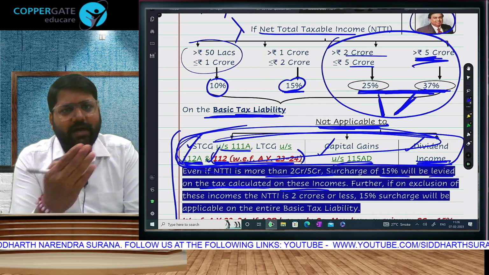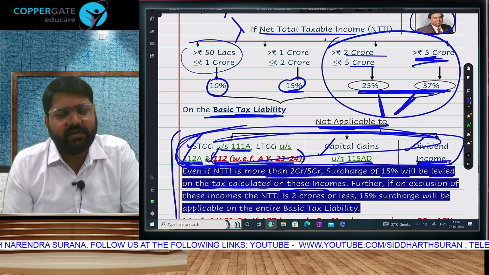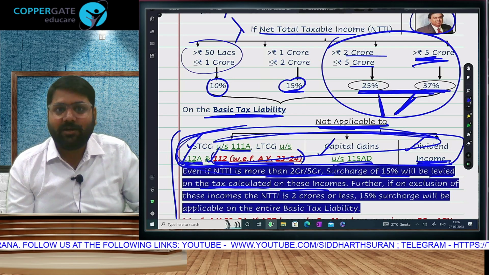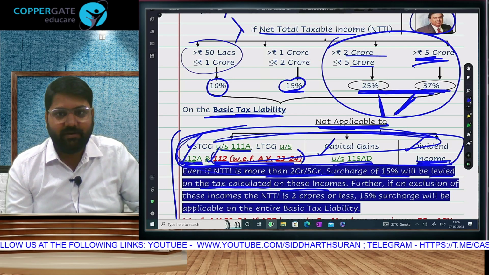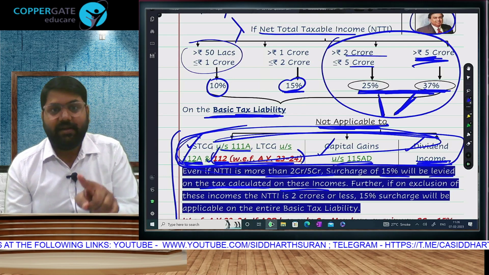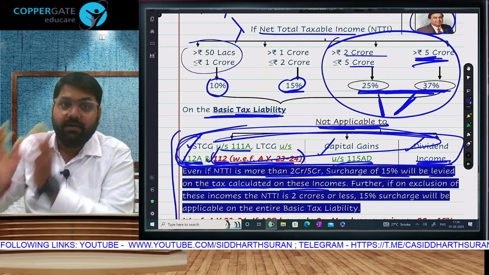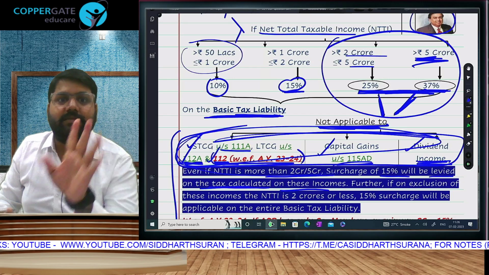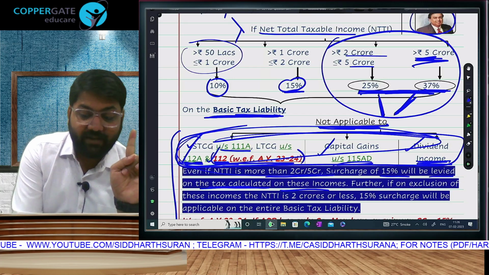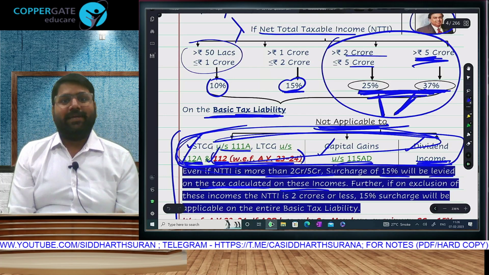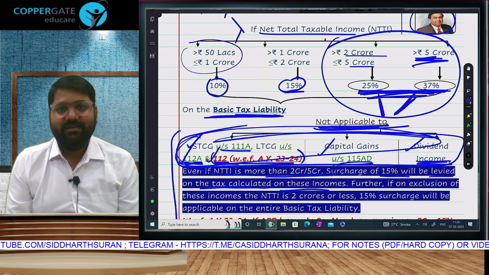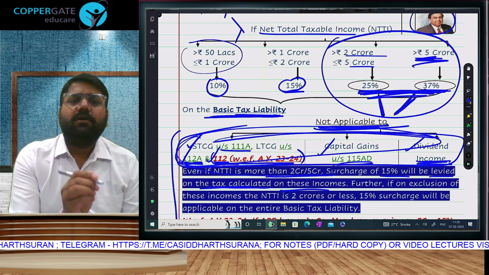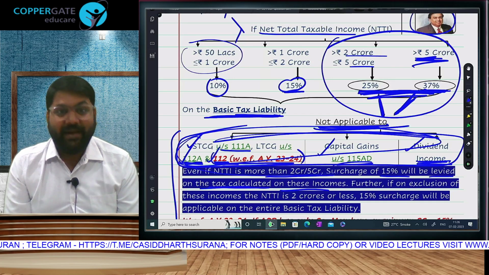On other incomes, if they are more than 2 crore, you can apply 25%. If they are more than 5 crore, you can apply 37%. But on these incomes, and all long-term capital gains will be covered now because there is an amendment, you calculate tax on these incomes and on other income separately. On these incomes the highest surcharge will be 15. 25 and 37 are not applicable. Understood now? And of course, on the other income, you can apply 25 or 37.